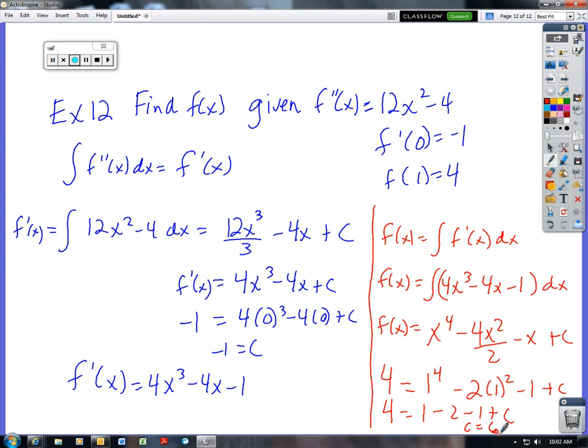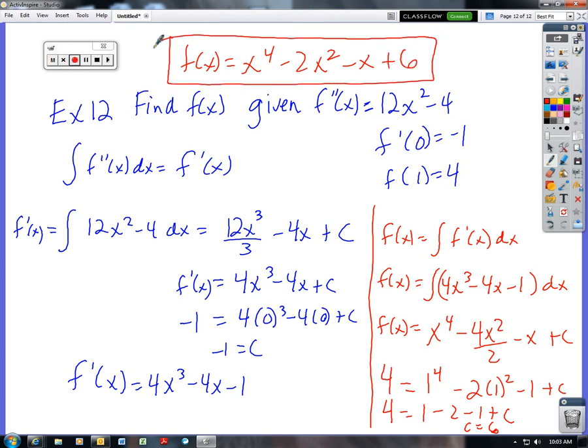Then I can come back, I'll just go way up above here where I have some space to write. That means that f of x is x to the 4th minus 2x squared minus x, plus c, which is 6. So we applied that process twice in order to get our f.